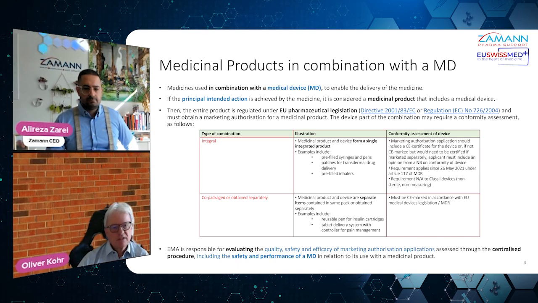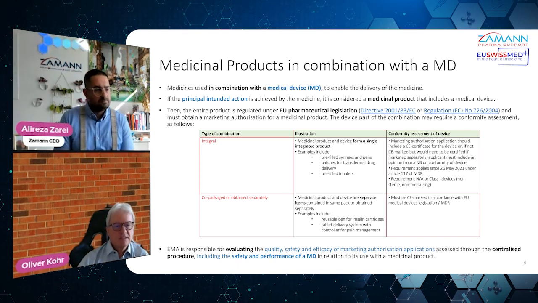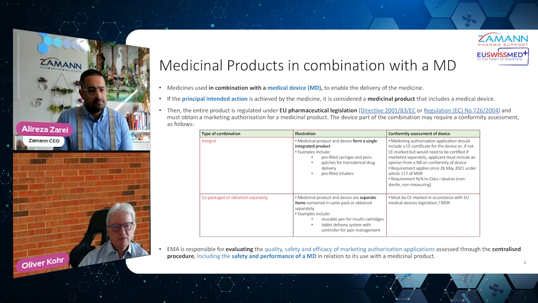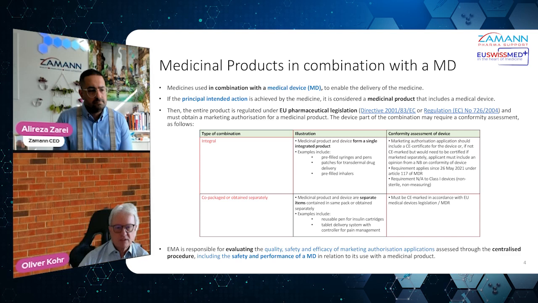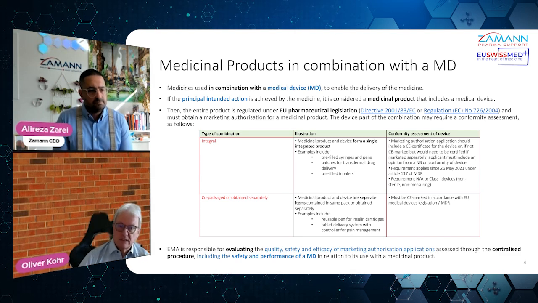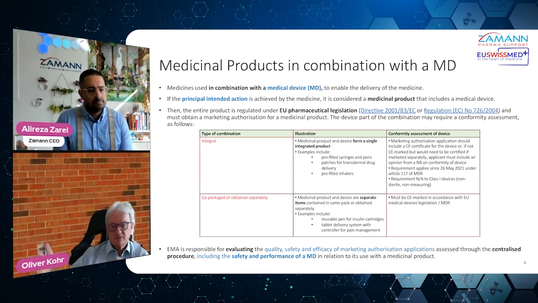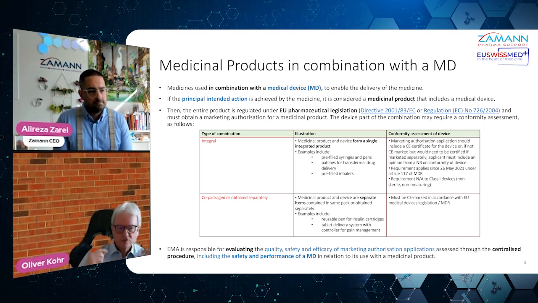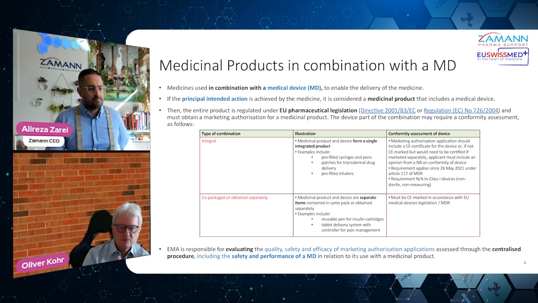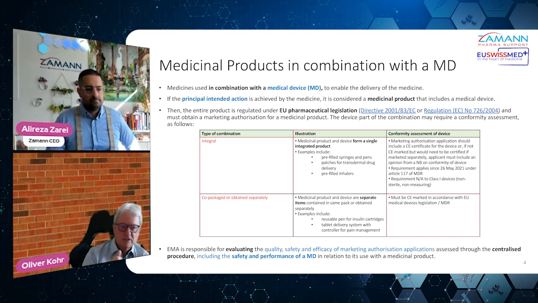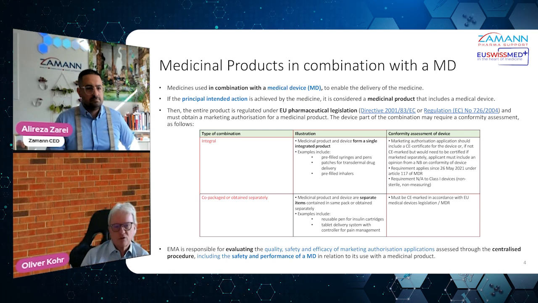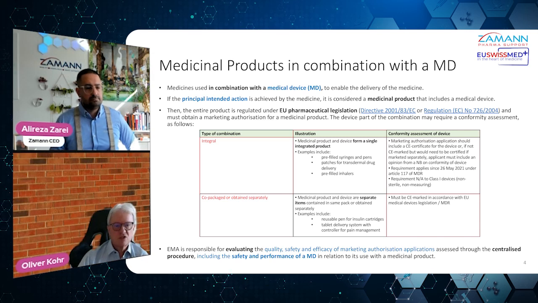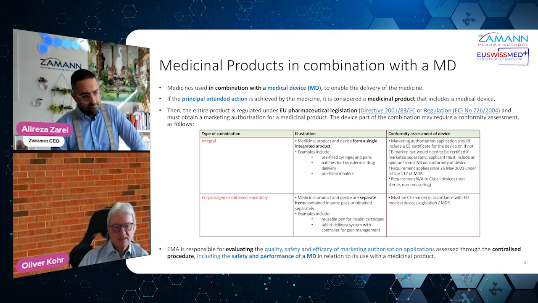So the key question you have to talk about, when you combine with a medicinal product, is: what is my principal intended action, basically? If it's achieved by the medicine, it's a medicinal product, right? And it's included in the medical device. So you have to ask yourself, it's very important, that's the intended purpose, so to speak. There's the principal intended action you have to think about. And behind this, once you set up this fundamental decision, you are set for the next step.